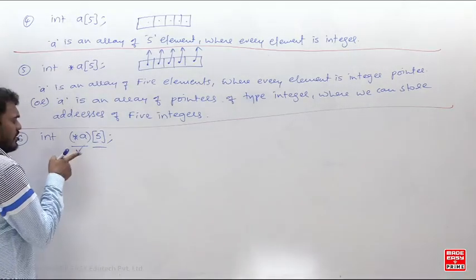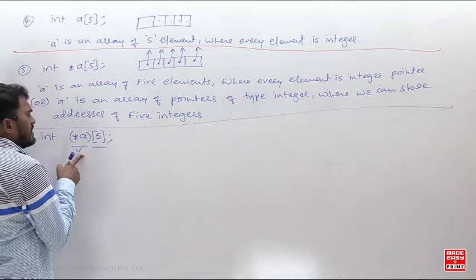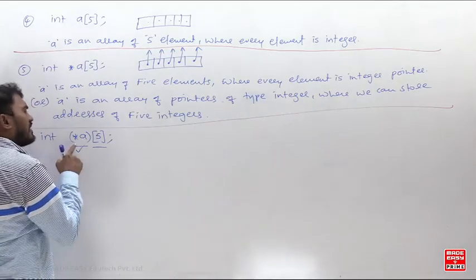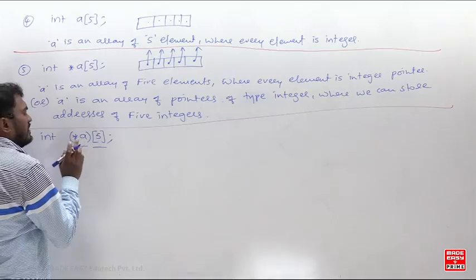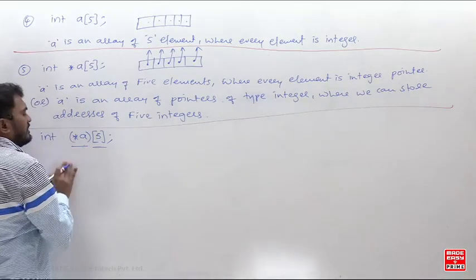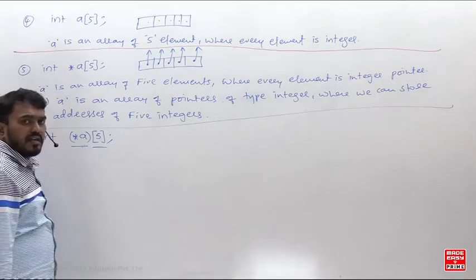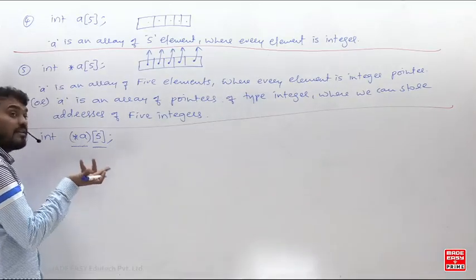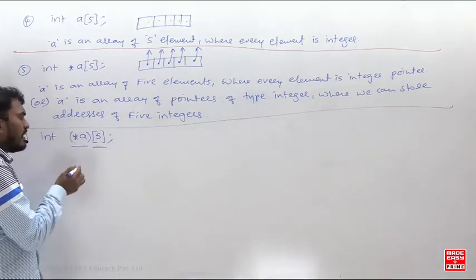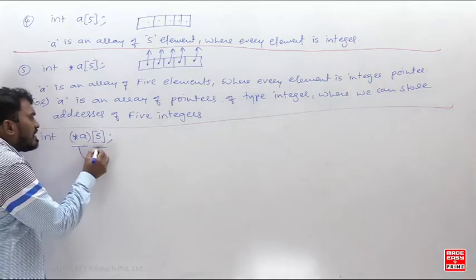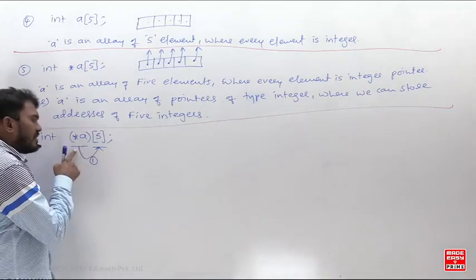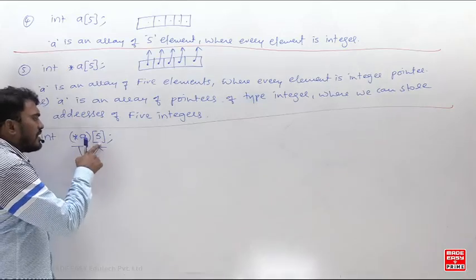Remember, this is having high precedence. So what you have to say first? Inside this you are having star and A. So what you will say first? A. A is the pointer. Listen carefully. First you will say A is a pointer. Pointer to whom? So A is a pointer to what? Pointer to array of 5 elements.